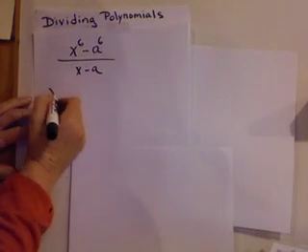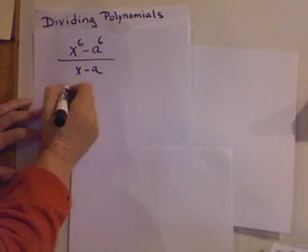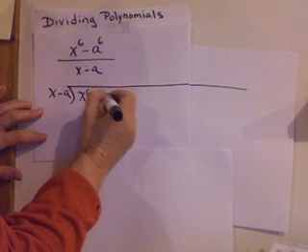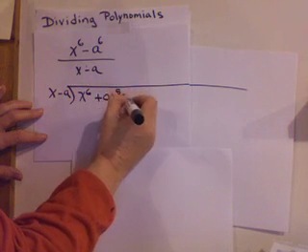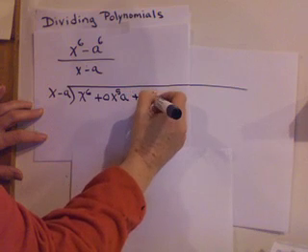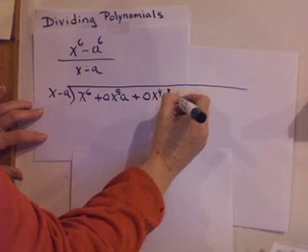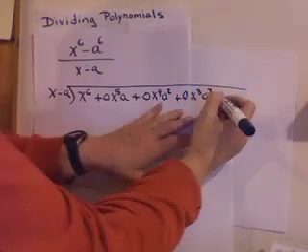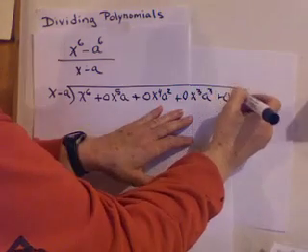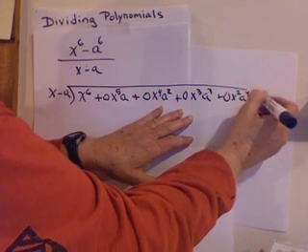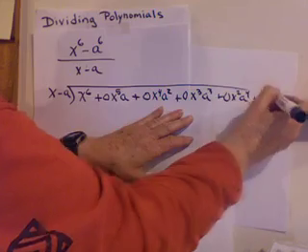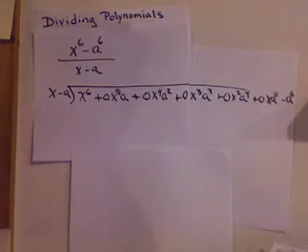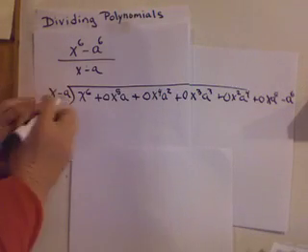All right, again, we start out with setting up the division, x minus a, divided into x to the 6th, plus 0 x to the 5th a, plus 0 x to the 4th a squared, plus 0 x to the 3rd a to the 3rd, plus 0 x squared a to the 4th, plus 0 x a to the 5th, minus a to the 6th. That's a long one.